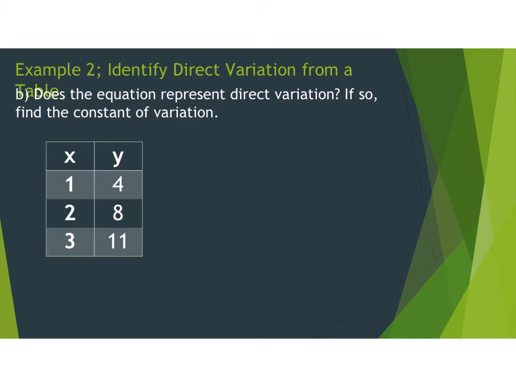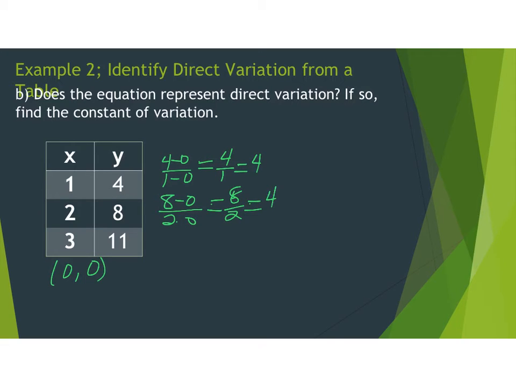This next example is the same. All we have to do is we're going to add that point 0, 0 to see if it is part of it. And then we're just going to find the slopes between each of them and 0, 0. 4 minus 0 over 1 minus 0 is 4 over 1, which is 4. 8 minus 0 over 2 minus 0 is 8 over 2, which is 4.